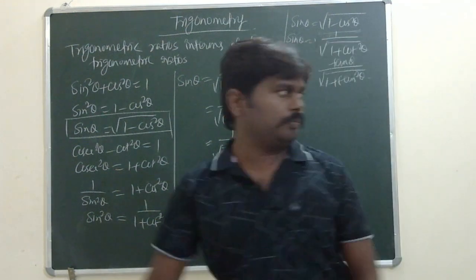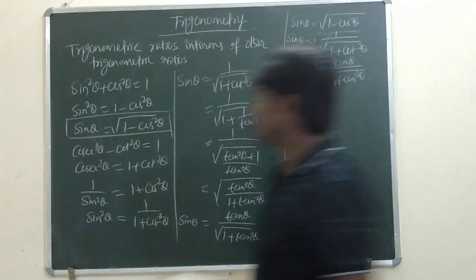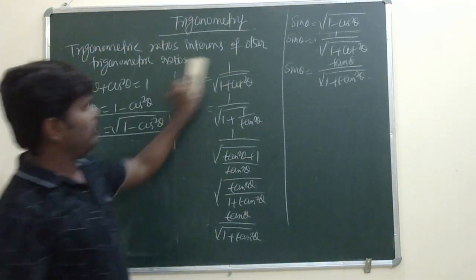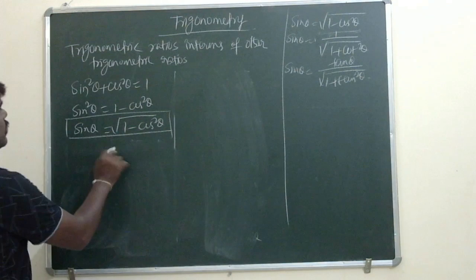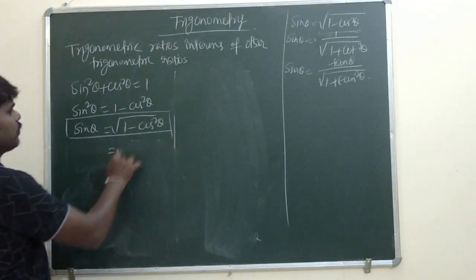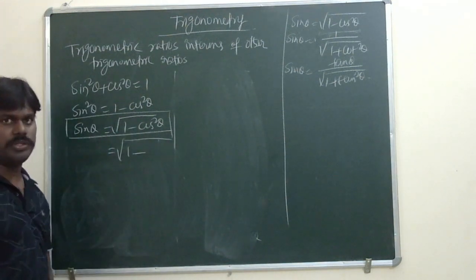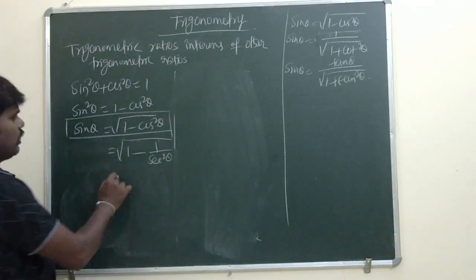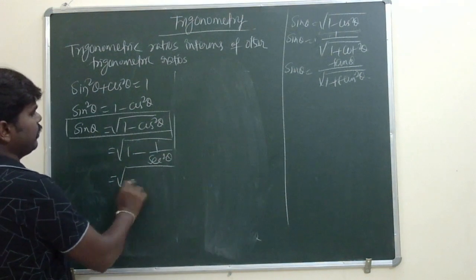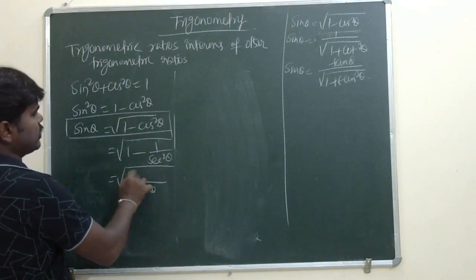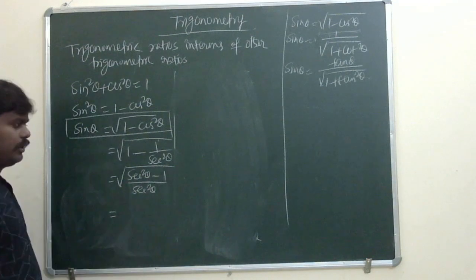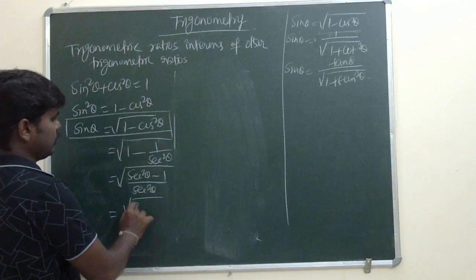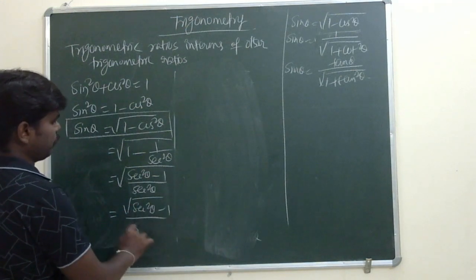Now we will see one more. We have expressed sin theta in terms of cos theta. Here we can express cos theta in terms of secant theta, because both are reciprocal to each other. So cos square theta, I am writing as 1 by secant square theta. Now when you take the LCM, your LCM is secant square theta, so secant square theta minus 1. Again the secant square theta is a perfect square, so we can write square root of secant square theta minus 1 by secant theta.